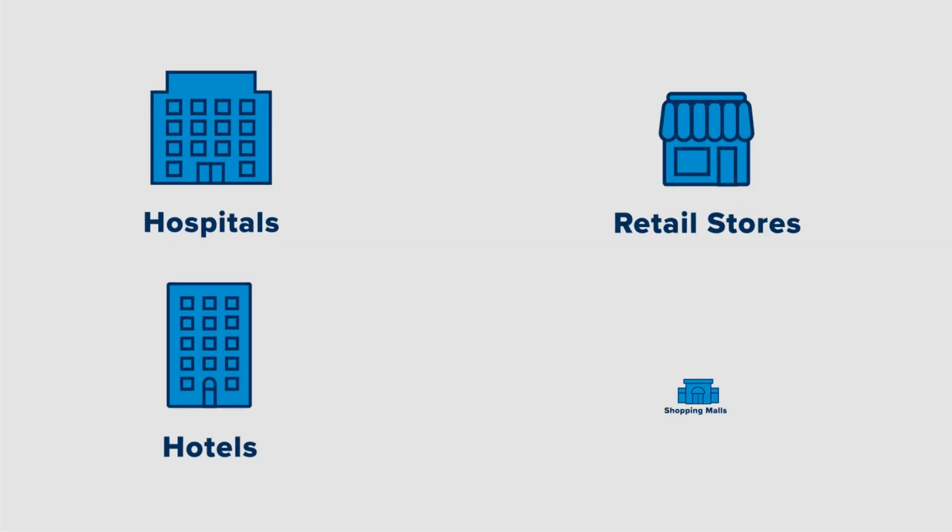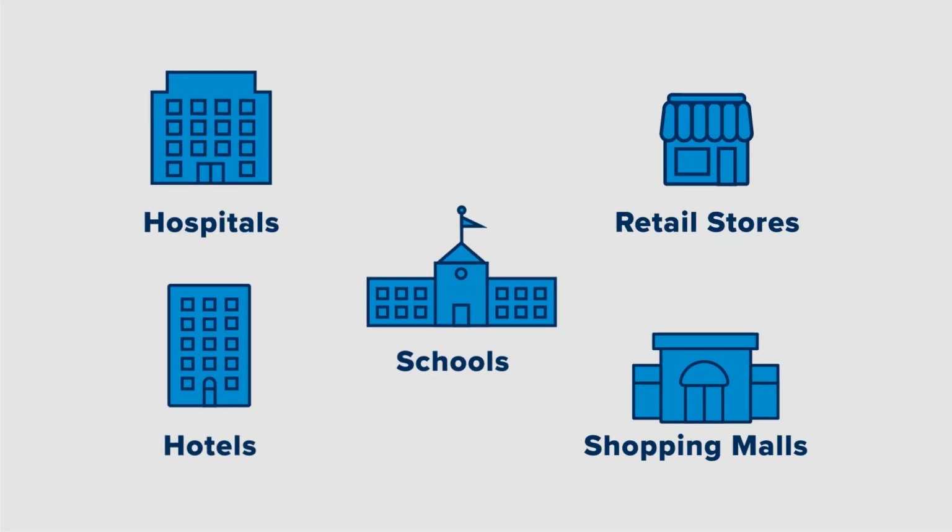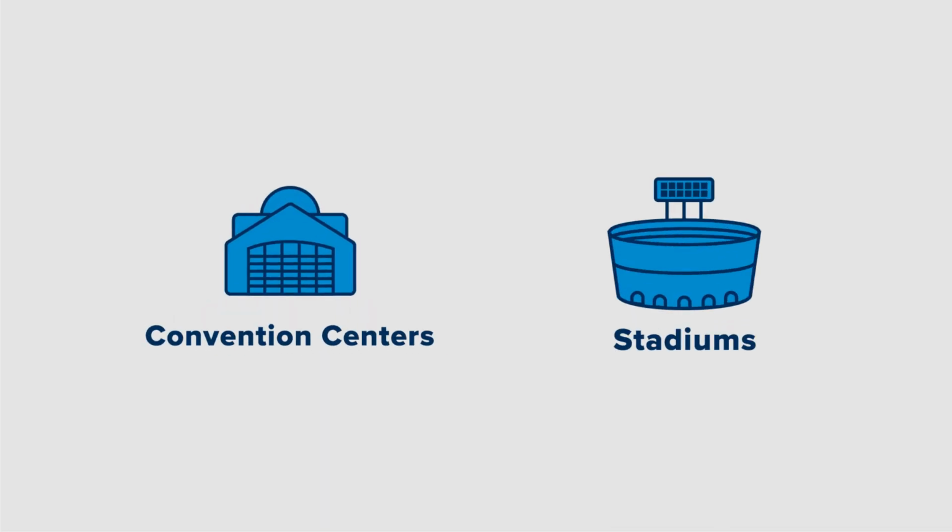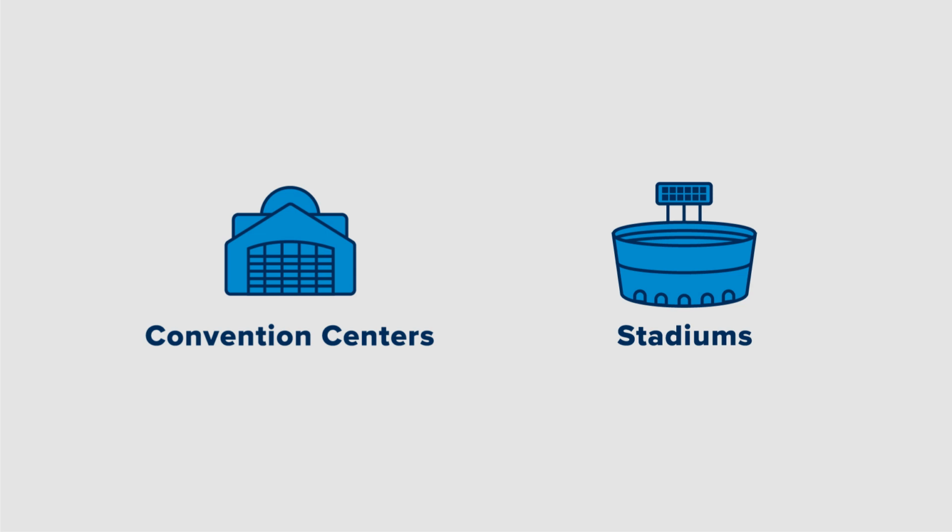So in short, passive DAS is a great solution for most buildings like hospitals, retail stores, hotels, shopping malls, and schools. You can provide identical coverage in these types of buildings at a fraction of the cost of active DAS. Active DAS is ideal for very large structures like convention centers and stadiums. It can be used in smaller buildings, but often the cost is prohibitive for these types of installations.